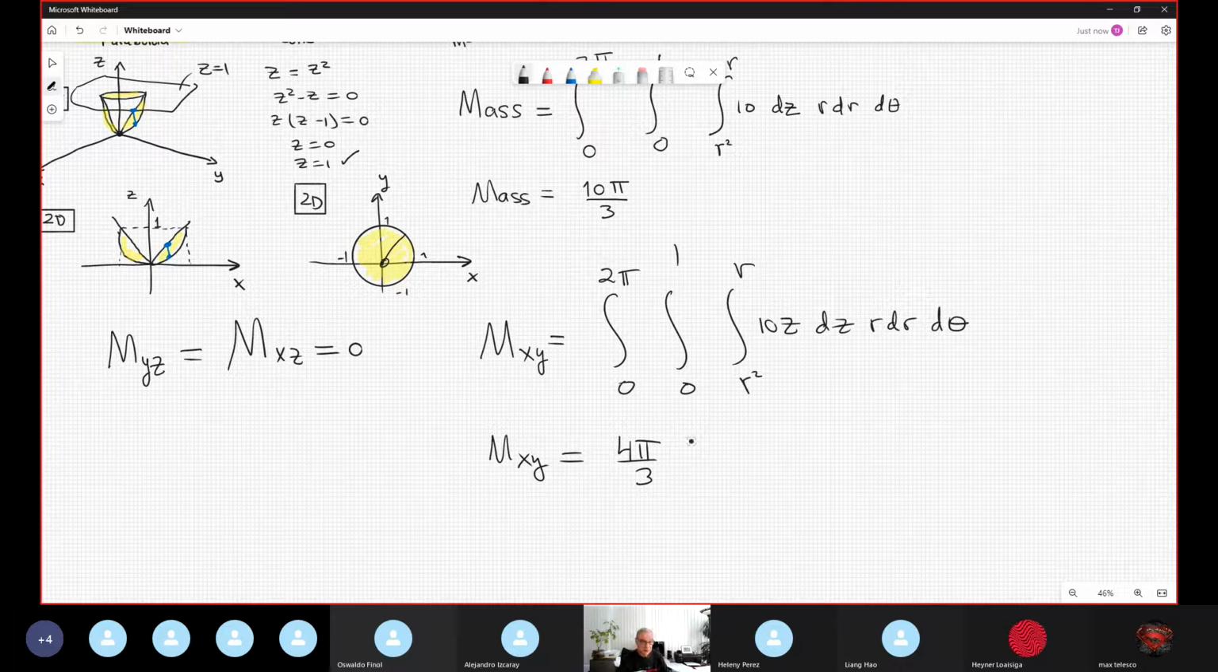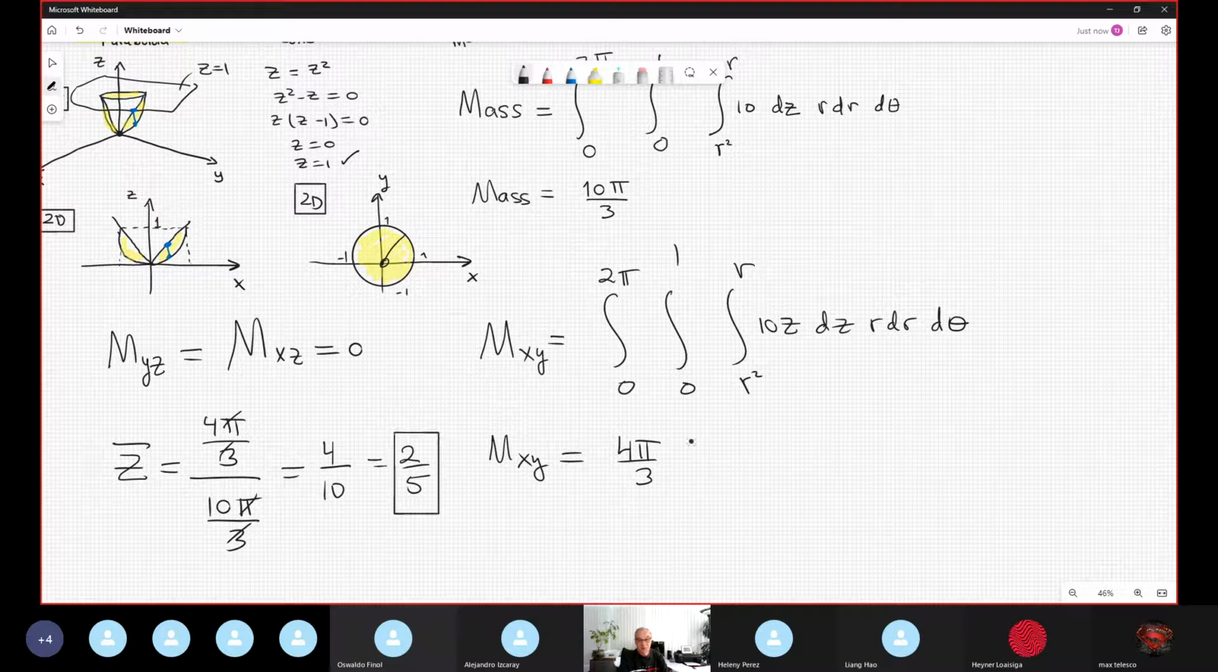Okay, now entonces the Z coordinate of the center of mass is 4 pi over 3 divided by 10 pi over 3. And because pi is cancelled, 3 is cancelled, stays alive only 4 over 10. Reduce to lowest terms: 2/5.